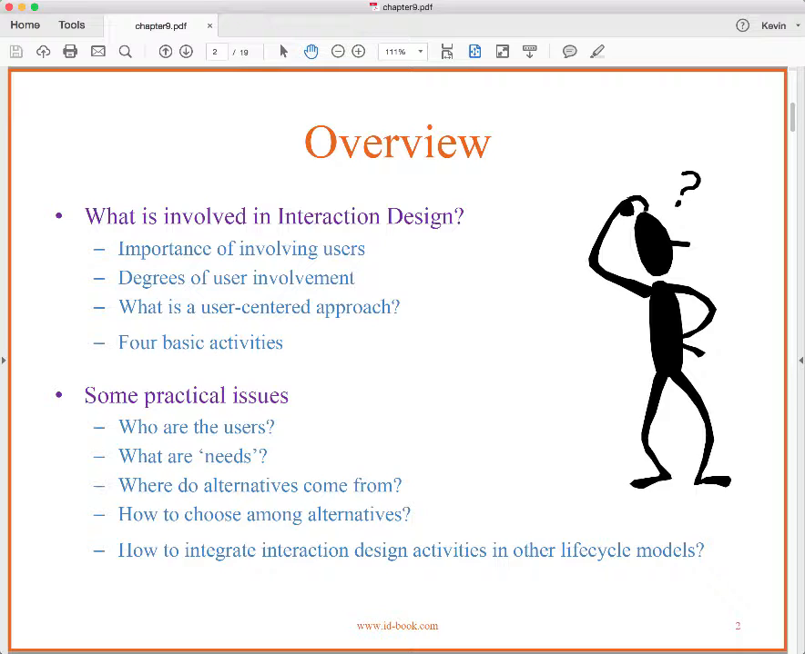We're also going to talk about some of the practical issues. Who are the users? What are the needs of the users, and how can we learn about them? Where do alternatives come from? If we're going to be designing alternatives, where are we getting these? How are we going to choose among alternatives? And then we have a very interesting discussion at the end of the chapter about how we might integrate our interaction design activities within other life cycle models, like life cycle models for software design and development.